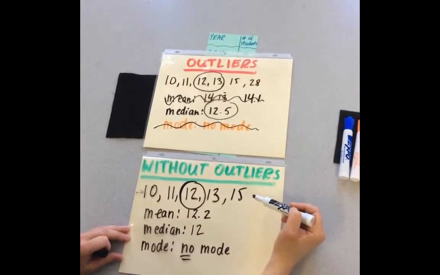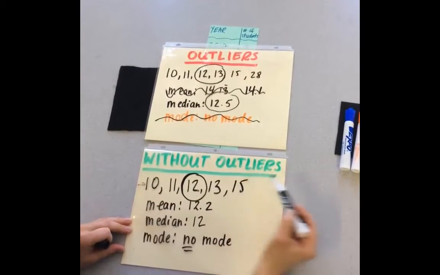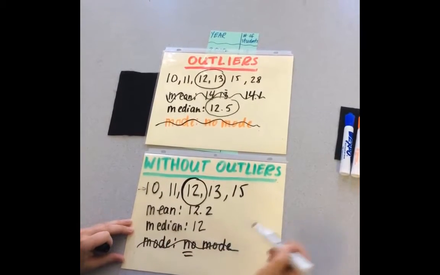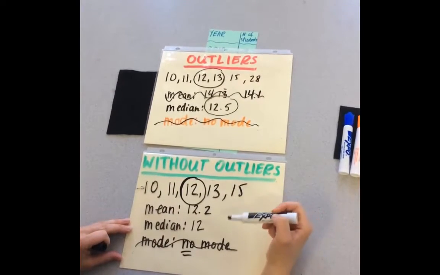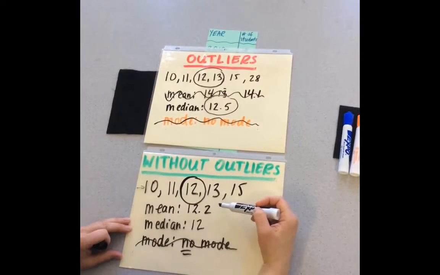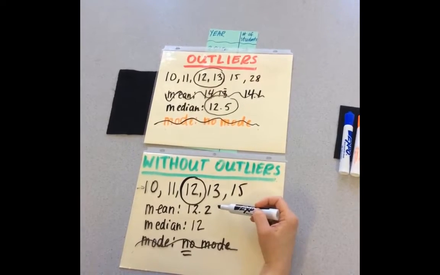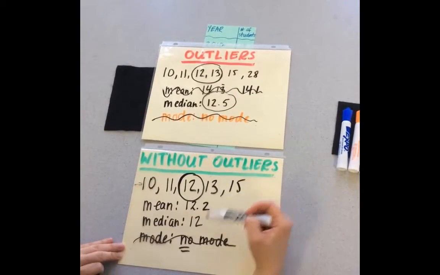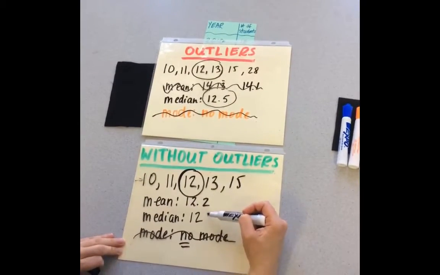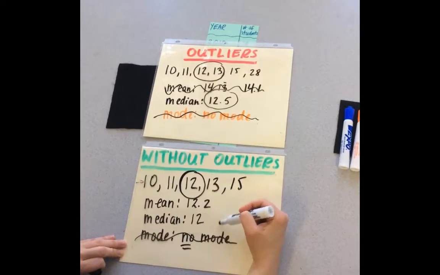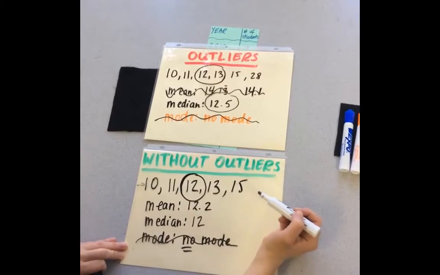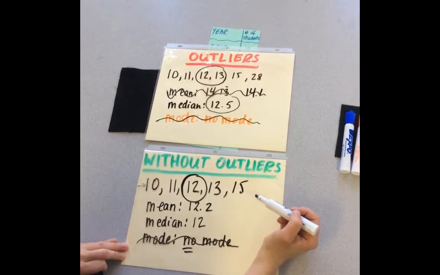Now, if we look at our data set without our outlier, again, we can eliminate the mode right away since there is no mode. And in this data set, I would probably say that the mean, which is 12 and 2/10, would be the best measurement to use. Although the median is quite close, so both of them would be acceptable. They both seem to capture what's happening right around the middle of our data set.